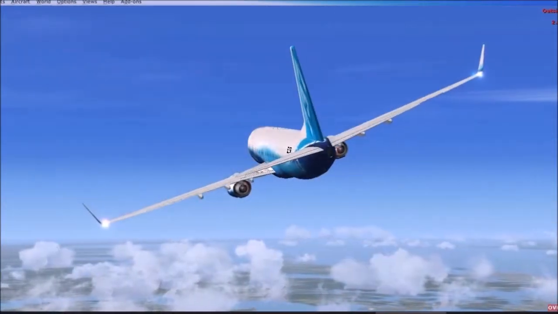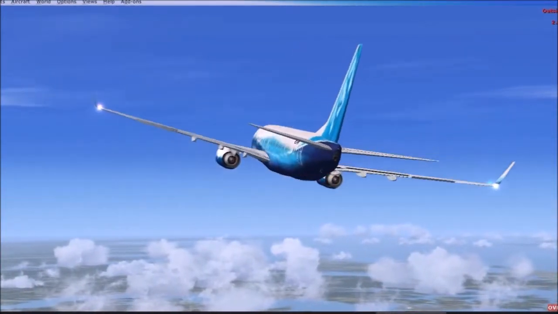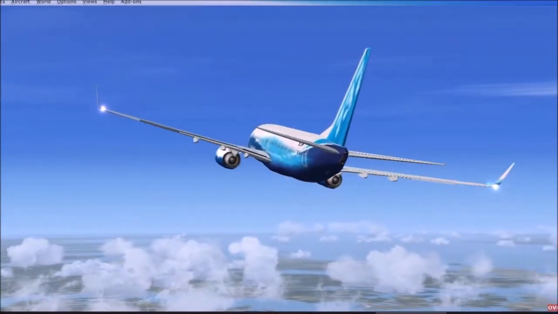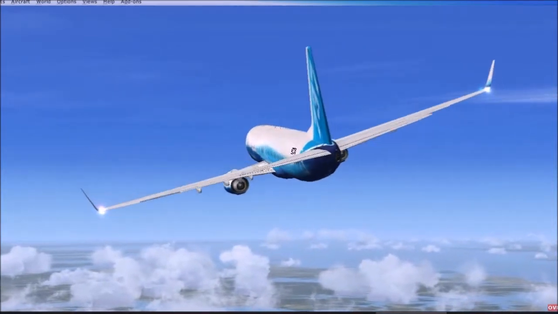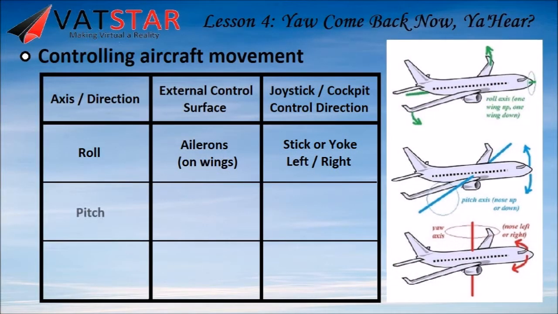And from the back, that will look like this as the aircraft turns on the roll axis. Watch the ailerons this time and see how they're working in opposing pairs. Next is pitch. Pitch is controlled by the horizontal moving surfaces on the tail, which are called elevators.